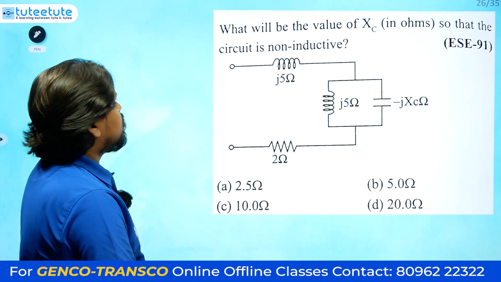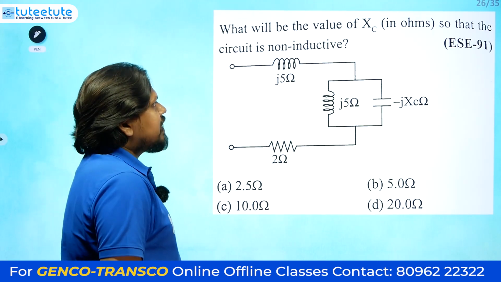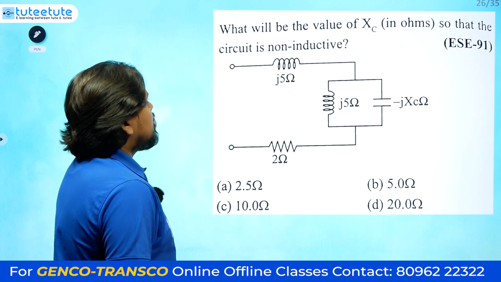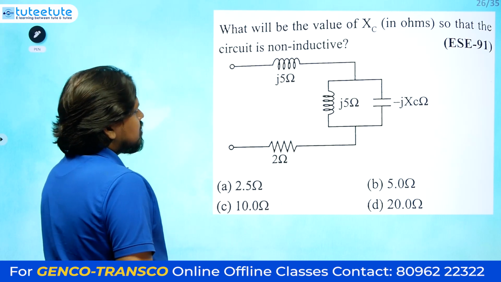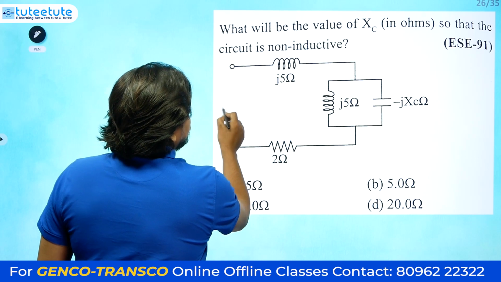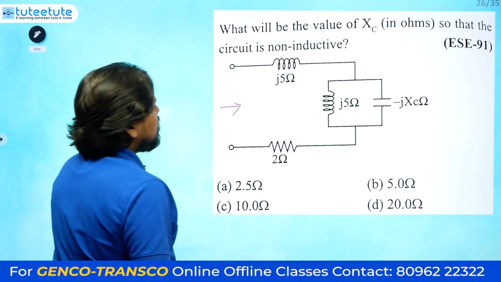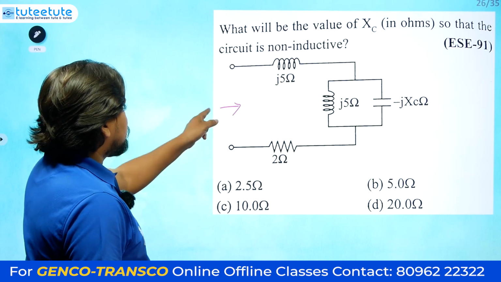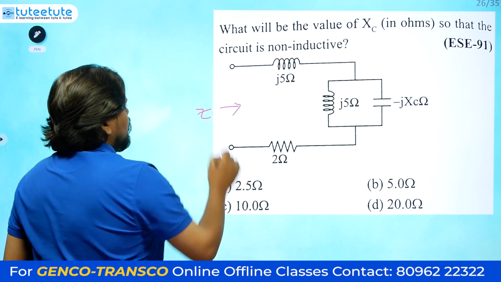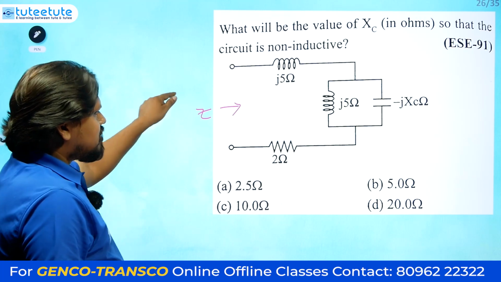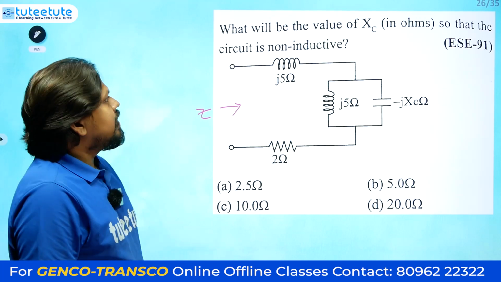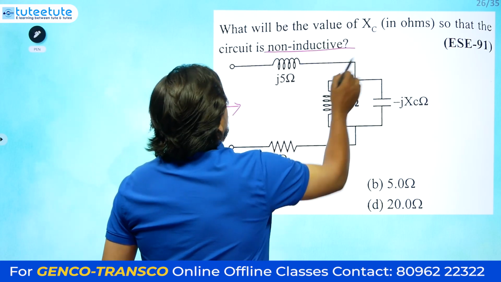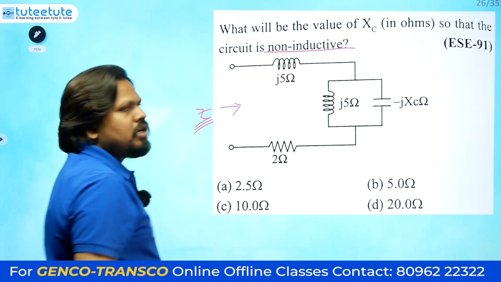The next question: what will be the value of XC so that the circuit is non-inductive? They are asking for the XC value. That means if you check between these two terminals, it has to come as only resistive. Because they said non-inductive, only the resistive part must come here.